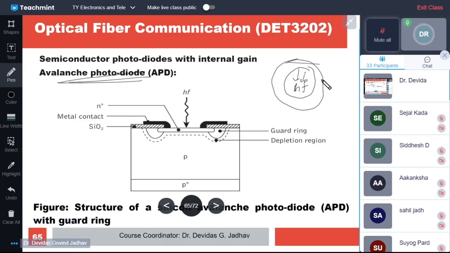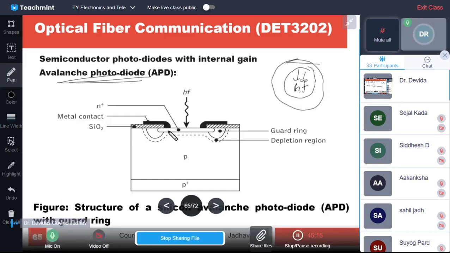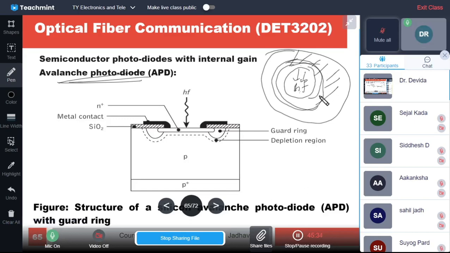So this is the disc, and under this metal there is a silicon dioxide. Up to this small area, the metal is covered by silicon dioxide. So this is the silicon dioxide area. So like this, this is a metal ring, and below this there is a silicon dioxide which is covering the metal ring, so that this metal will not connect the current directly to the intrinsic region.